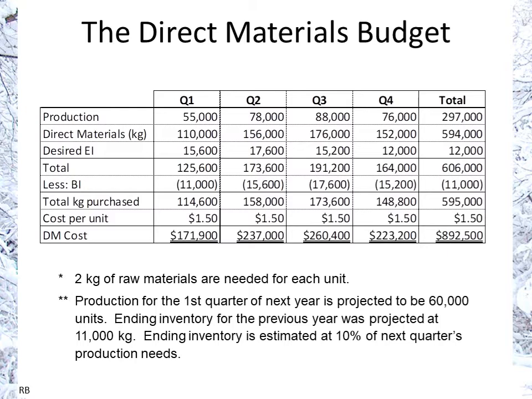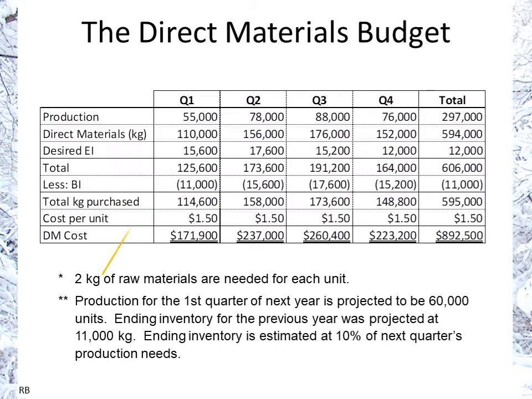After the production budget, we can move into the direct materials budget. It uses the output of the production budget here. These numbers here, 55 to 76,000 for the 4 quarters. Then we calculate the amount of materials required, and then we can calculate how much is purchased, the purchasing requirements, then multiply by the cost per unit, which gives us the direct materials cost.